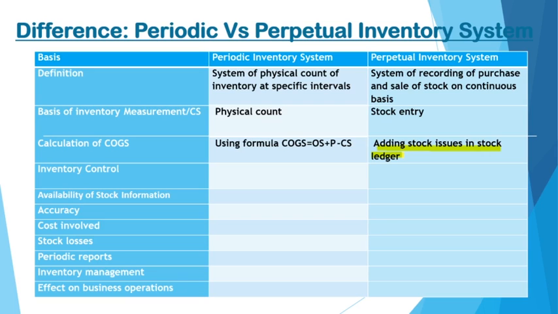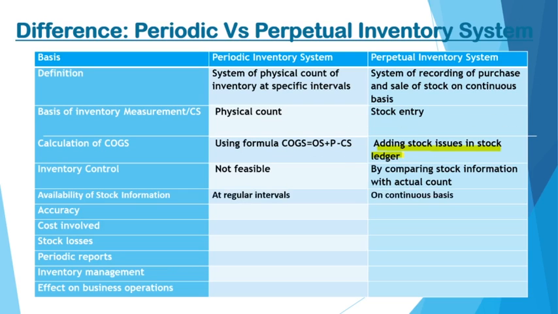Now, inventory control is not at all possible under the periodic system. It's not feasible. But yes, under the perpetual system, you can control it. You can control inventories, you can manage inventories, you can manage losses of inventories. Now, availability of stock information is at regular intervals in case of the periodic system, though in the perpetual system, it is available on a continuous basis.